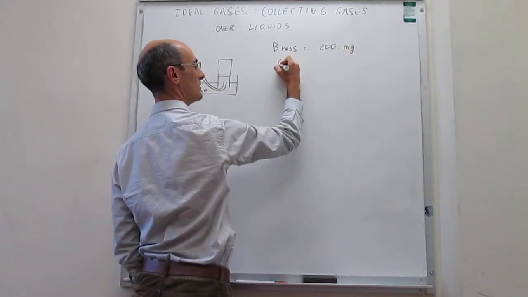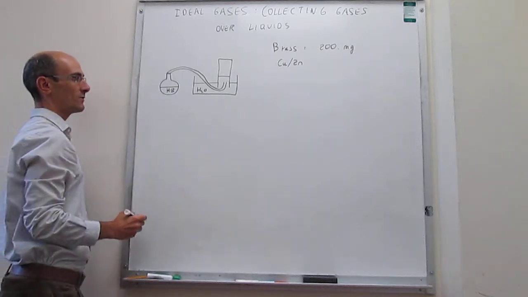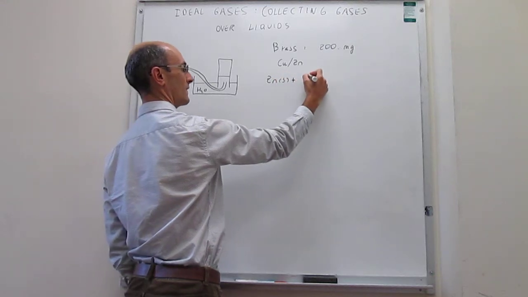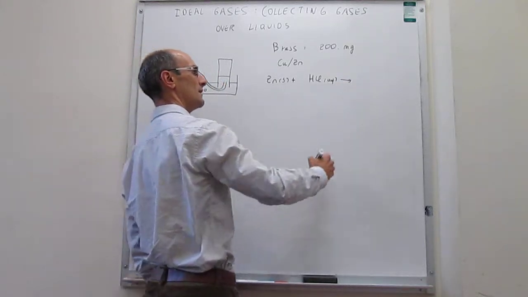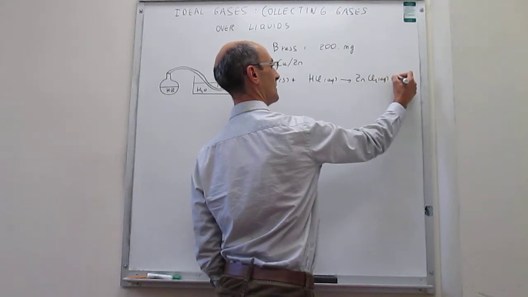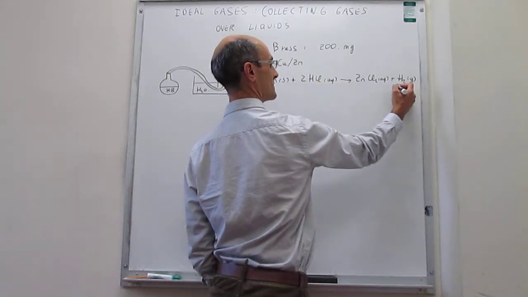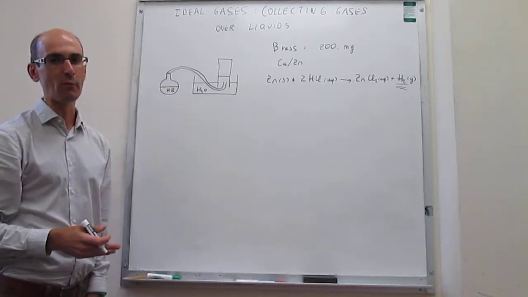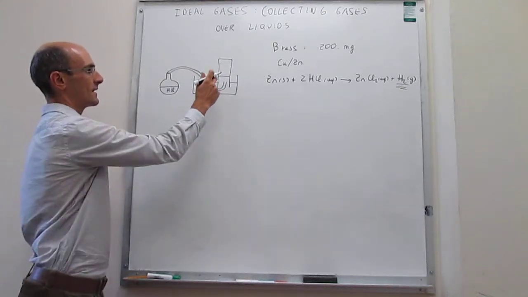Brass is an alloy between copper and zinc, and the reaction that we have out here is zinc reacts with hydrochloric acid, which is an aqueous solution, to generate zinc chloride plus H2, which is a gas. So this is the gas that is generated in a solution. Hydrogen is a highly flammable gas, so it's useful to collect it carefully in a setup like this.